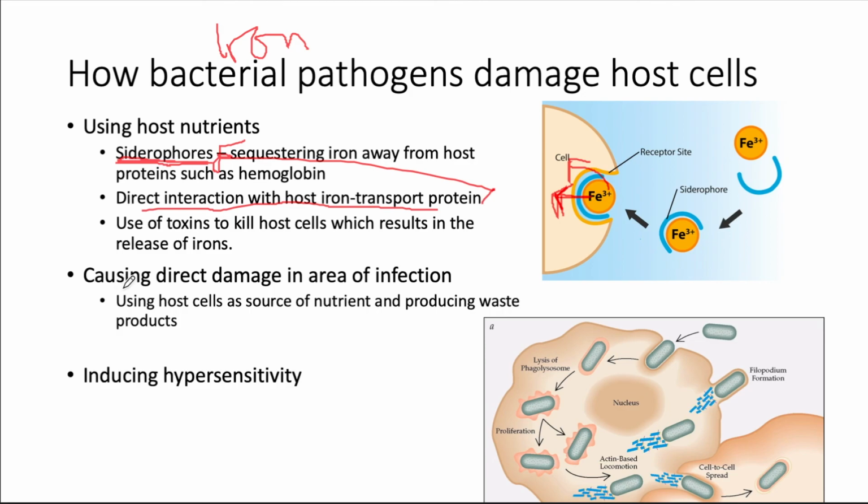Host cells may also be destroyed directly by the actions of the pathogen. And this happens more commonly. For instance, if you have an organism that is resistant to phagocytosis, then in the presence of phagocytes, it will still continue to multiply. And as it multiplies, it's going to use nutrients from the host cells, and in the process will produce waste or byproducts. And these may cause direct damage to the host cells. Then there's the issue of hypersensitivity, which would also result in damaging of host cells.